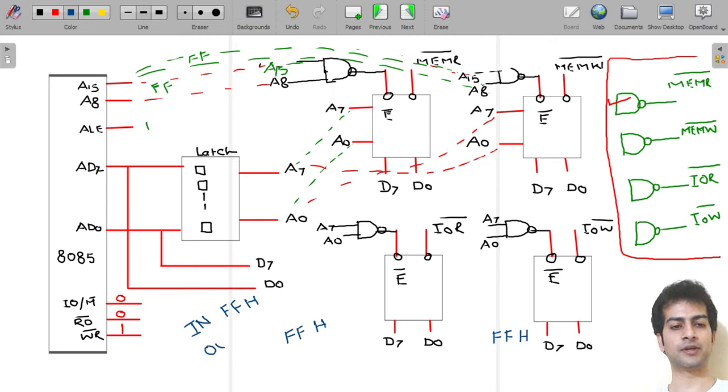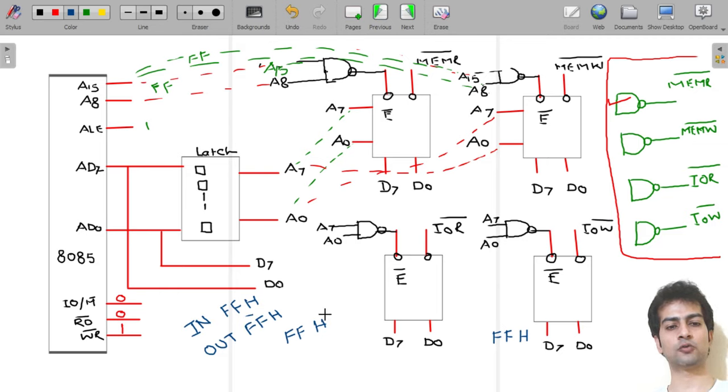Similarly, while communicating with an output device, there's the instruction OUT FFH. What is the meaning of this OUT FFH? Its meaning is that the microprocessor wants to store data at location FFH of an output device. Fine. So first we will see the IN operation.